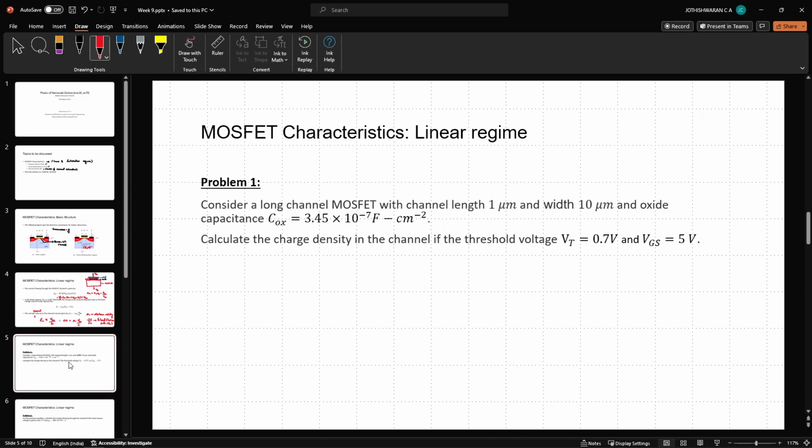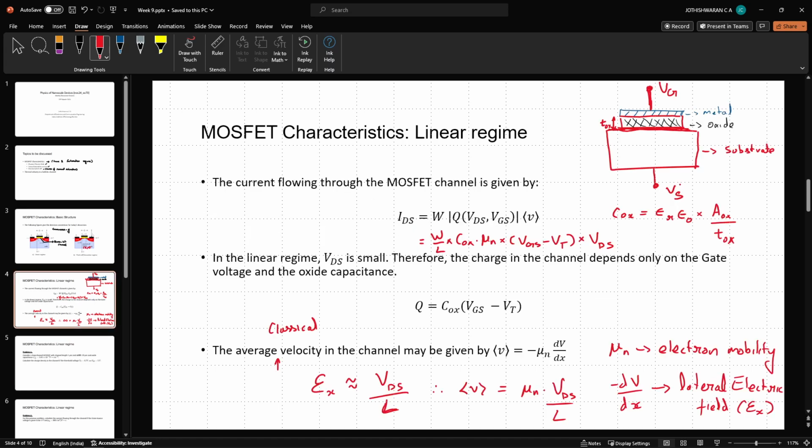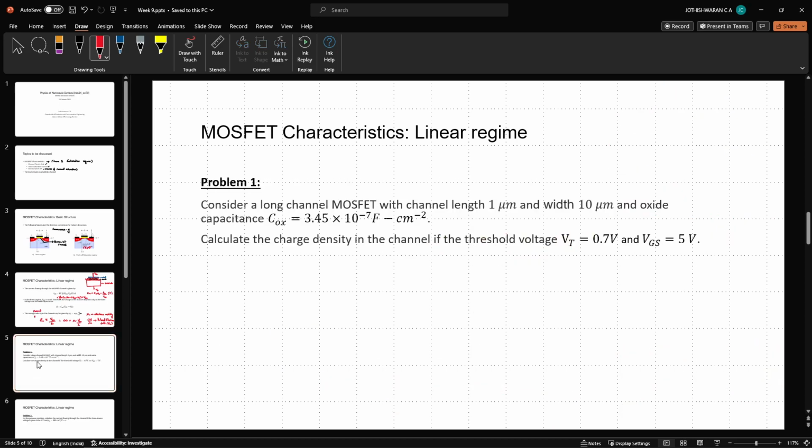Yeah. Moving on to our first problem. What we've been given is a long channel MOSFET with a channel length of 1 micrometer. This is significantly longer compared to our previous examples where we had channel lengths in the nanometers. So this is hundreds, if not thousands of times longer than that. And the width is 10 micrometers, with an oxide capacitance of 3.45 times 10 to the power minus 7 farad per centimeter square. So this is important. Here the capacitance is given per unit area, so please keep this in mind. Over here, this is just farad. So I hope you can figure out which quantity is missing in the expression given here. However, I shall be explicitly mentioning which is missing.